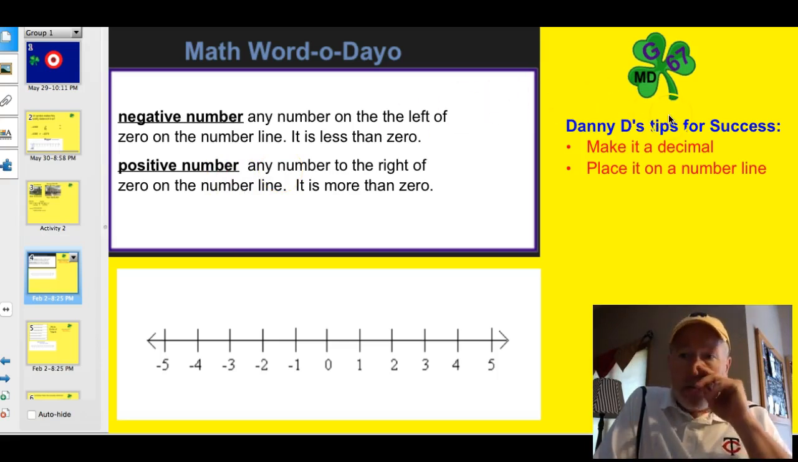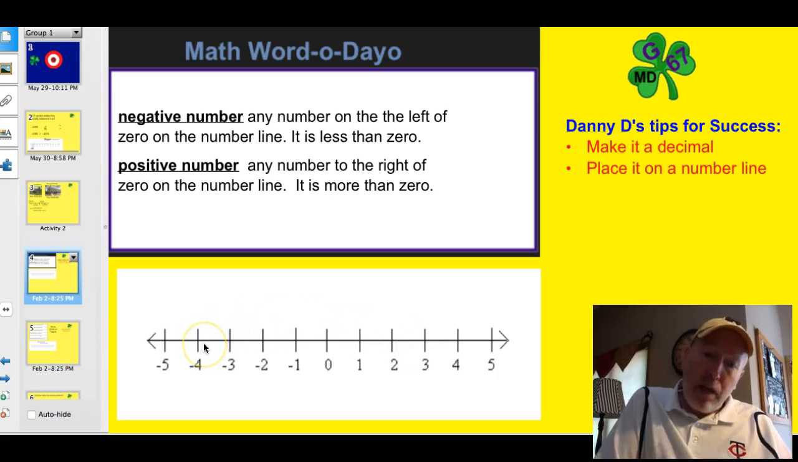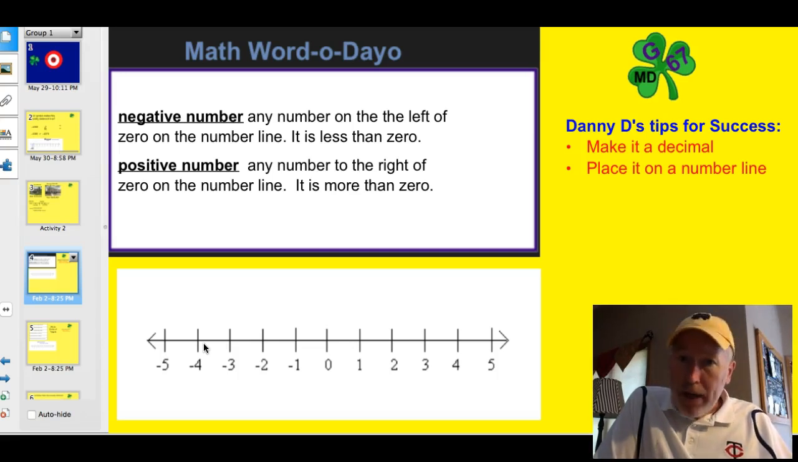So Danny D's tips for success here is, first of all, just make everything a decimal. There's going to be fractions, mixed numbers. Make everything into a decimal, and then place it on the number line. And the farther they are to the right, the larger they are. The farther they are to the left, the smaller they are. When you place them on the number line, they will fall in order from least to greatest. And then it's very easy to compare.